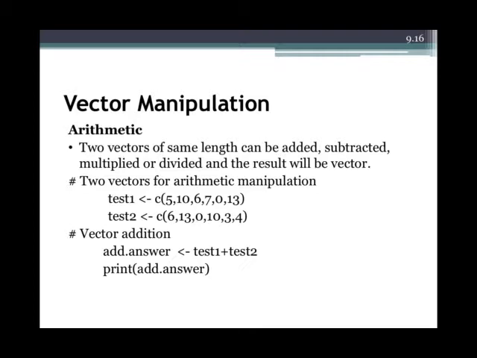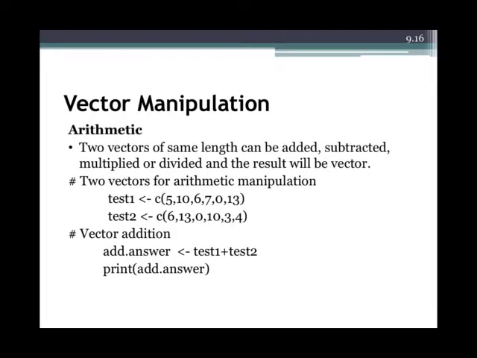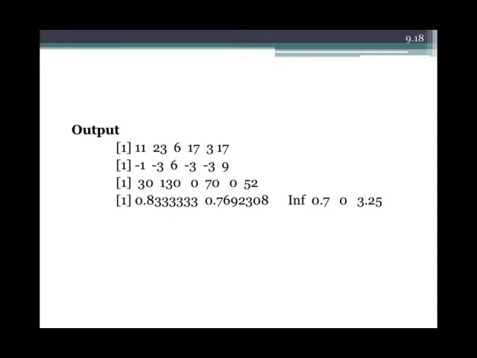Now vector manipulation is possible. We can add two vectors, addition or subtraction. So the first example, we have created two vectors, test1 and test2, where there are 6 elements in each vector. So when we add the two vectors together, each element is added one at a time. So if we see, we get 5 plus 6, which is 11, 10 plus 13, which is 23, 6 plus 0, which is 6, and so on.